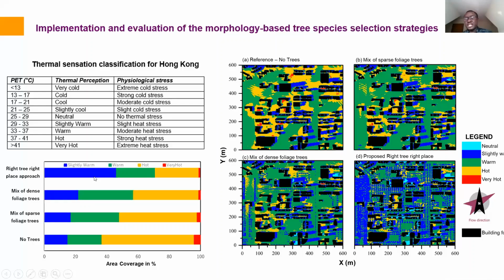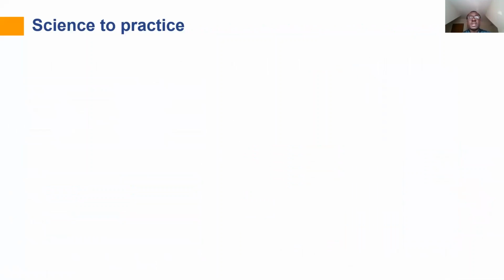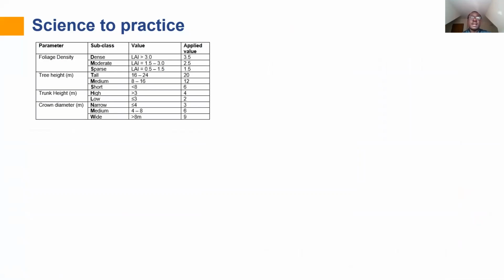And another advantage of this approach is that it helps to have this diversity of trees in the environment. So this is my last slide. I just want to show this. So we started with this generic tree classification, but we have to go from tree form now. So tree form, which is more parametric or idealistic, to having concrete or realistic tree species.